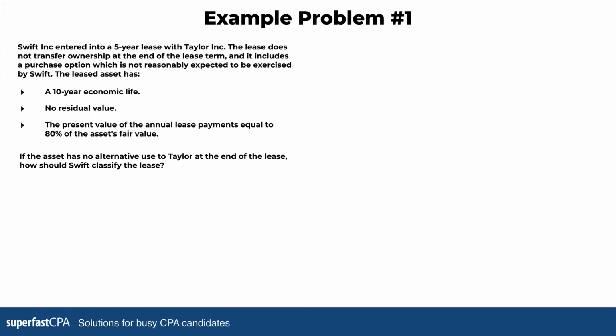If the asset has no alternative use to Taylor at the end of the lease, how should Swift classify the lease? Would it be classified as a sales type lease, an operating lease, a short-term lease, or a finance lease? Now, if you want, you can pause the video and look through this, make your decision, and then we will go into the solution right now.